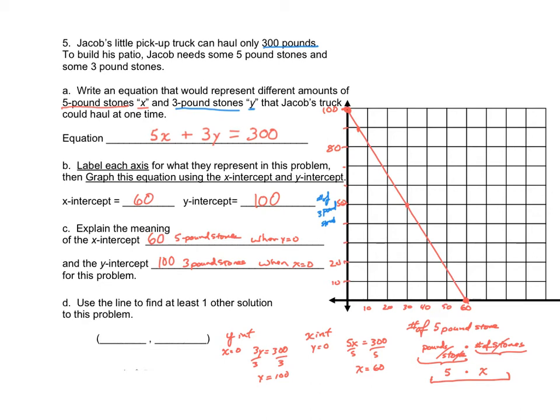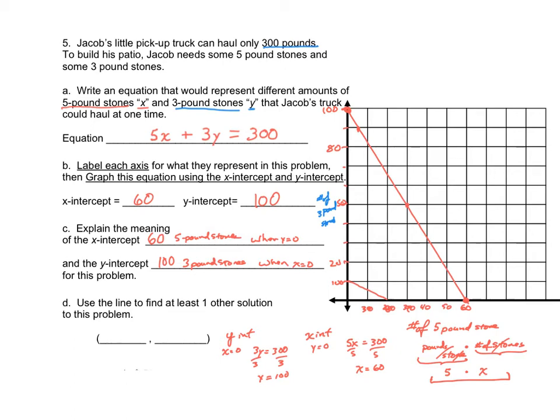If you used a bad scale, for example, if you made this 100 and you counted by 30s over here, like 30, 60, 90, then your graph would look like this, and then you wouldn't be able to tell much of anything. So please use a good scale.